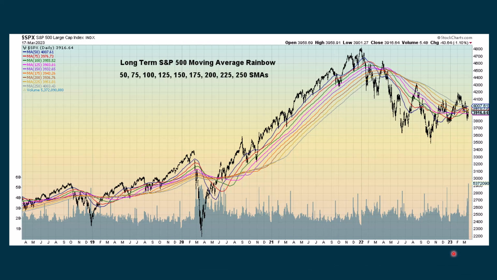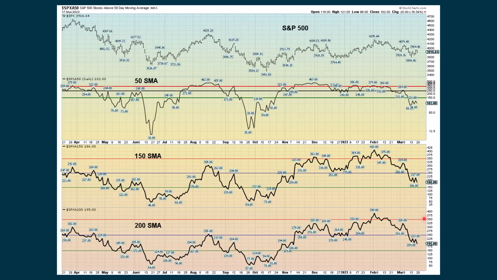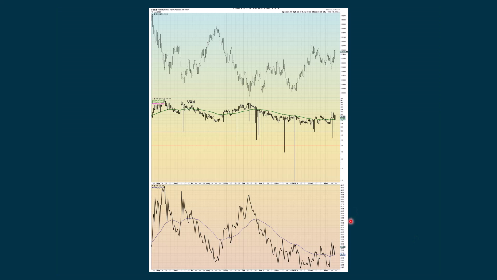And then some long-term charts. We have the 50 through 250 period simple moving averages making up our rainbow here. Again, not really helpful at the current time. The Special K, a very long-term oscillator, is below the moving average and declining, so that is negative. Our long-term moving average study, we're declining with the 150 and 200 simple moving averages. That is negative.